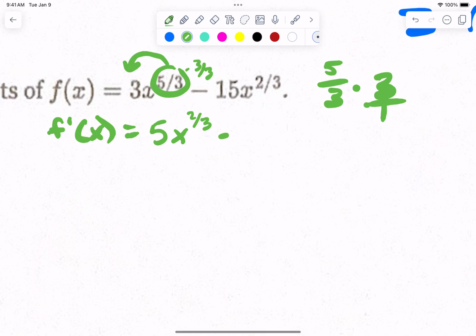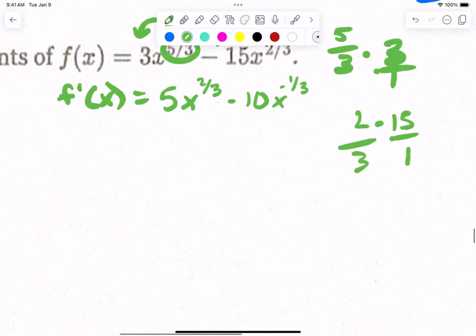Trace, you need to be with us. Minus 2/3 times 15. 10, right? 10. 15 times 2/3 is 10, yes? Okay. Minus 10x to the negative 1/3. Negative third, yes.